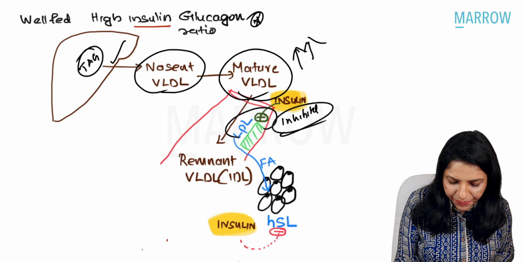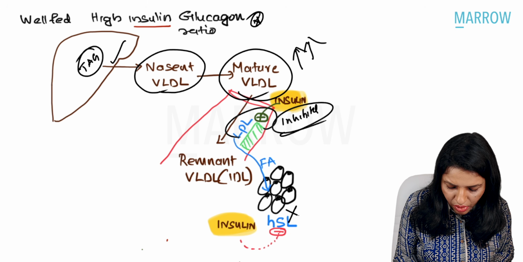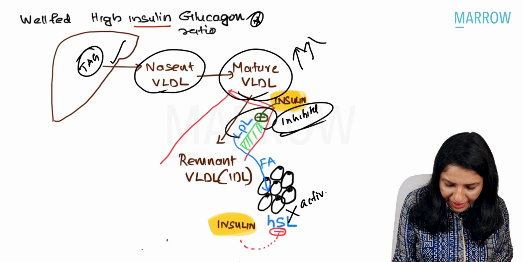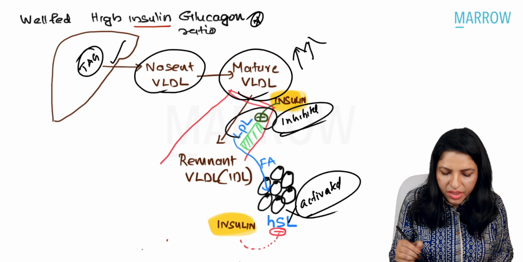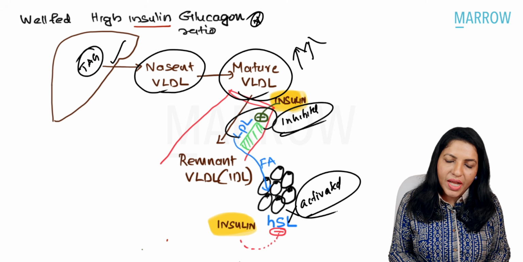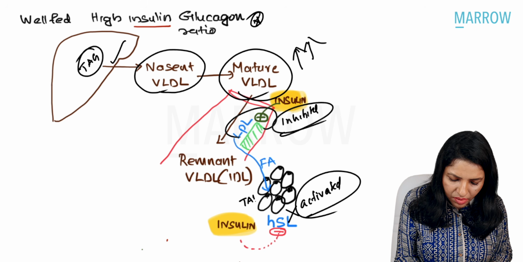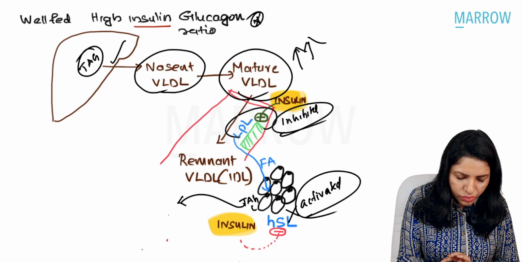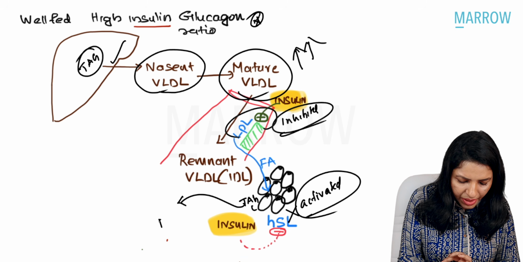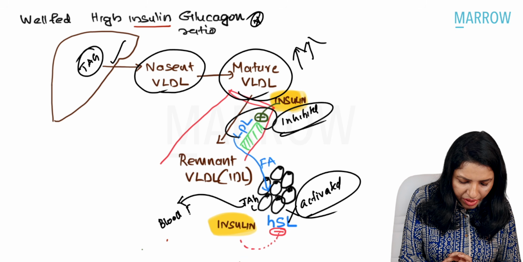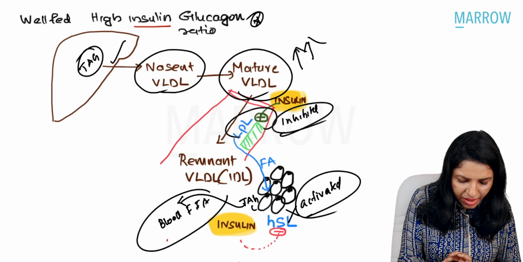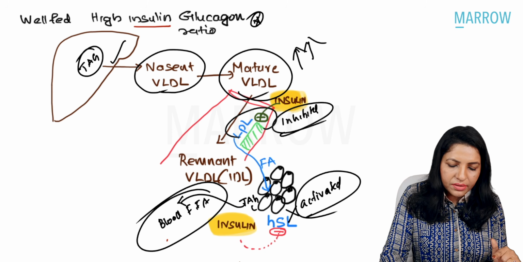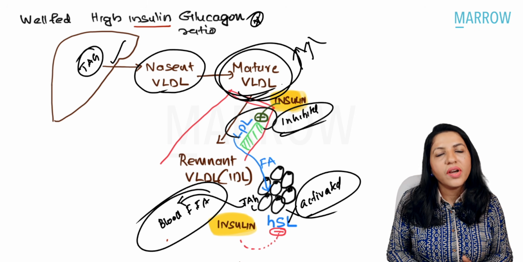So what will happen? This inhibition is not taking place, which means this hormone sensitive lipase is activated. So if hormone sensitive lipase is activated, what will happen? This triacylglycerol, which is stored in the adipose tissue, is coming to the blood as blood free fatty acid. So what is elevated in the blood? Blood free fatty acid is elevated. Along with that, this mature VLDL is also elevated.